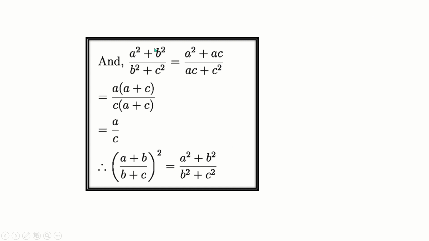And right hand side, this equals this, and B square equals AC. From here we can take A common. As a result we will get this equal to A by C. That means (A plus C) divided by (A plus C) cut, we will get A by C. That means this and this are equal. So the proof is complete.